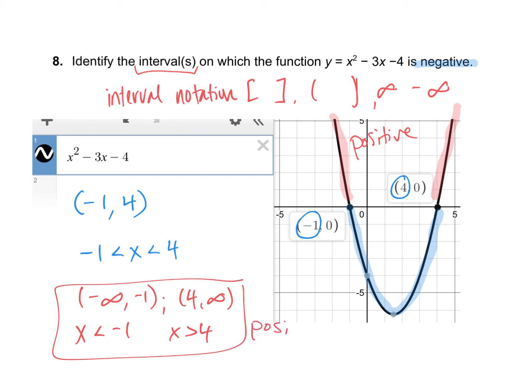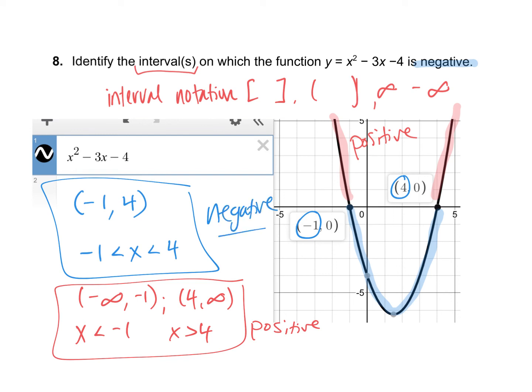This is positive. My actual question asks for negatives. This is the negative answer. I don't know what the question asks on the test, so know how to do both of those.